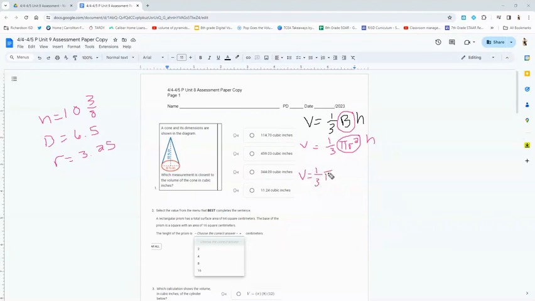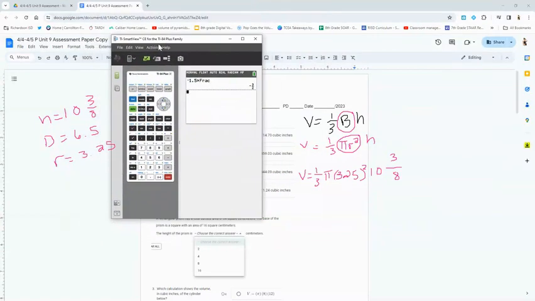V equals 1/3 pi, and then parentheses 3.25 squared, and then I have my height here, which is going to be 10 3/8. So I'm going to grab my calculator. I'm going to type this exactly how I wrote it. I know the handwriting isn't the best on the computer, so thank you for being patient.